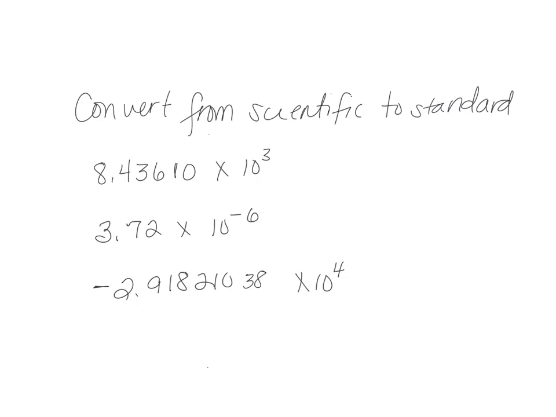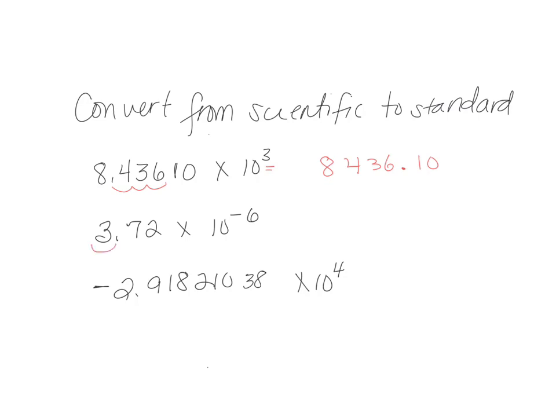So our first one is times 10 to the 3. This is how many, and it's a positive 3. So this is how many places to the right we are going to move our decimal point to get our value. So we're going to move it over 1, move it over 2, move it over 3. So our value becomes 8436.10.